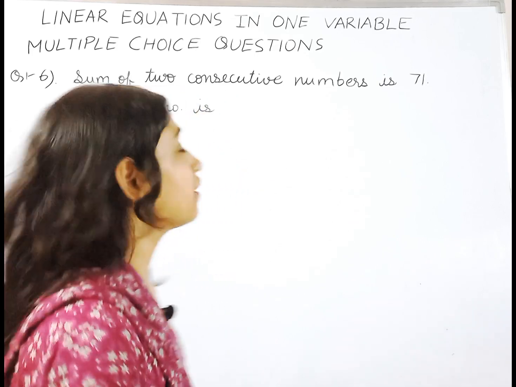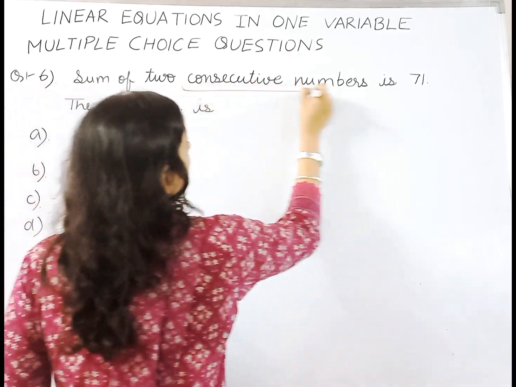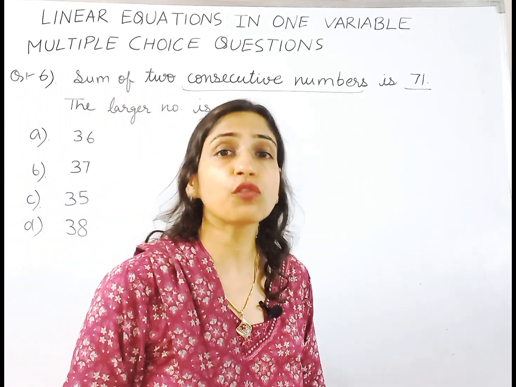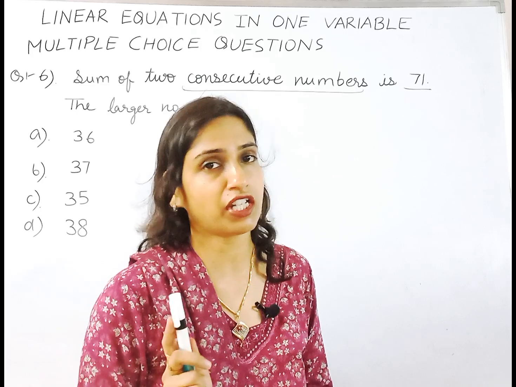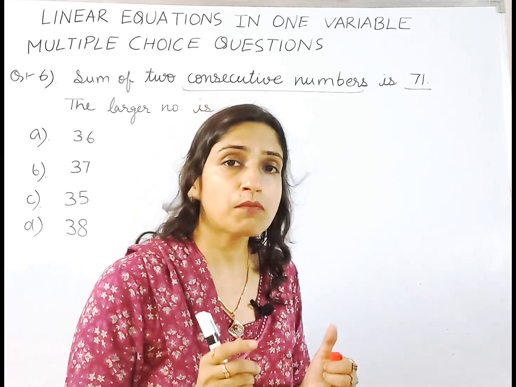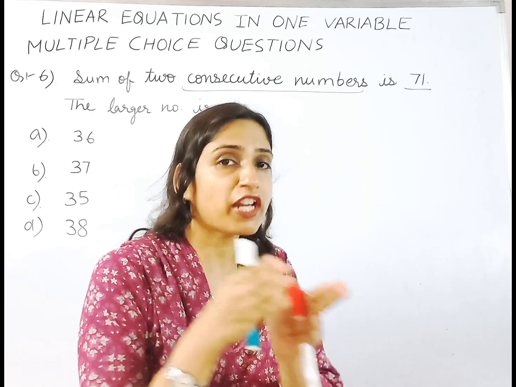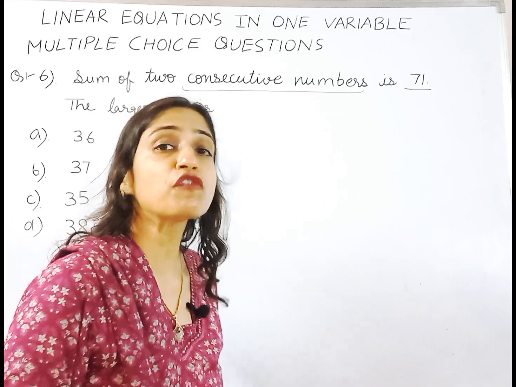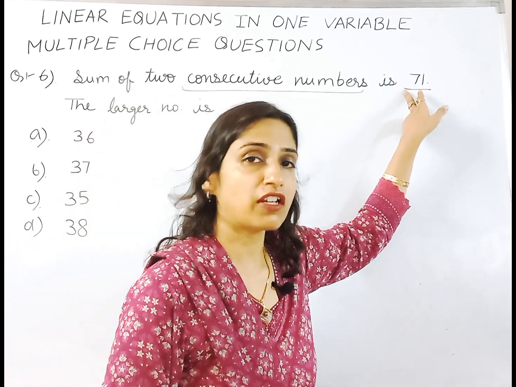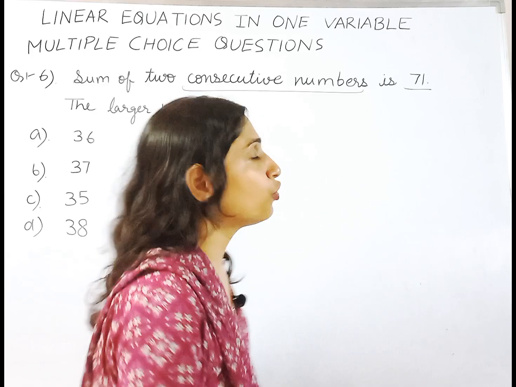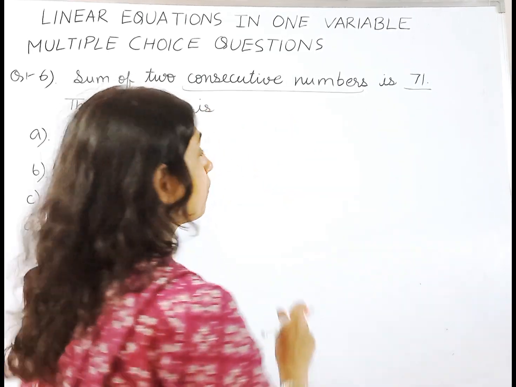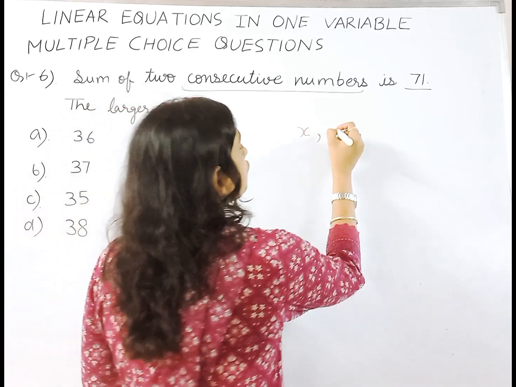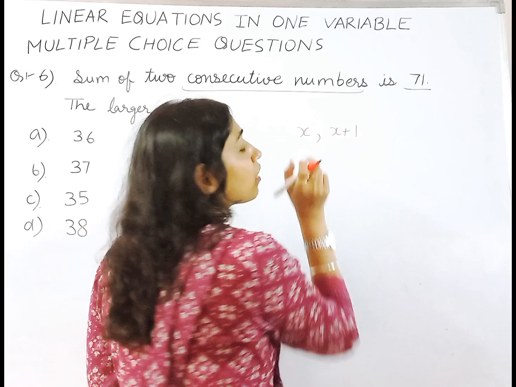The next question is, sum of two consecutive numbers is 71. The larger number is. So we are given that there are two consecutive numbers whose sum is 71. What are consecutive numbers? The numbers which lie together. For example, 4 and 5, 6 and 7, they are consecutive numbers. So we have to find the larger number. Let us suppose the first number is x, then the next number will be x plus 1, because they are consecutive numbers.